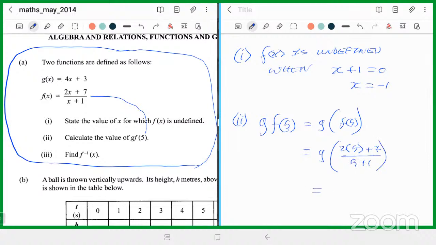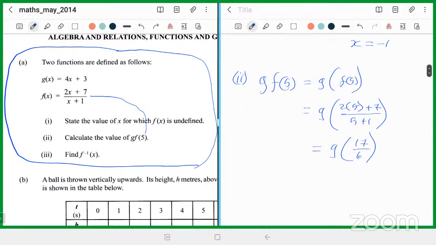And so this becomes g of, well, this is 10 and 7 is 17, over 5 and 1 is 6. And so we're doing g of 17 over 6. And g of 17 over 6 now means that we plug 17 over 6 into the g function right here. All right, so g of 17 over 6 is 4 times 17 over 6 plus 3.